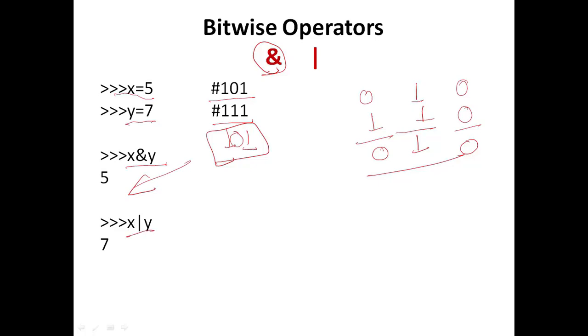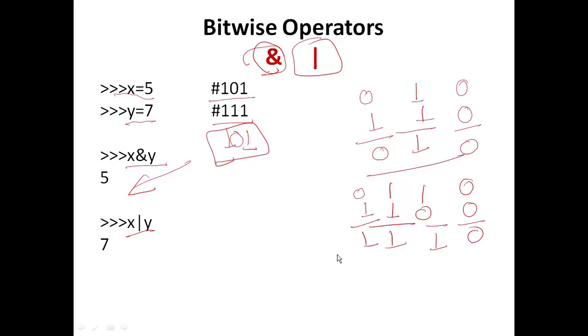This is called the bitwise OR operator. This also works on the bits, and the rules are: if both bits are 1, the answer will be 1. If the bits are different, the answer will be 1, and if both bits are 0, the answer will be 0. For different bits, the answer will be 1.